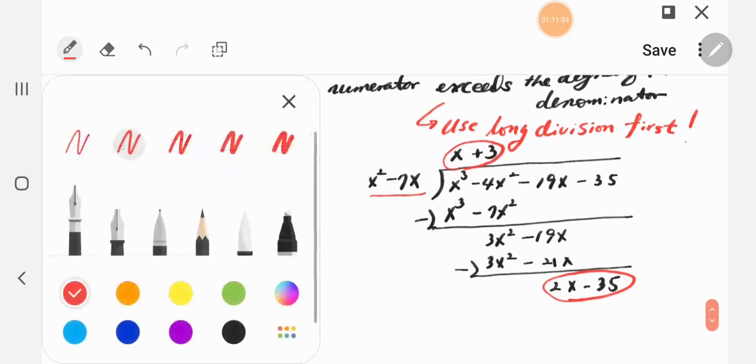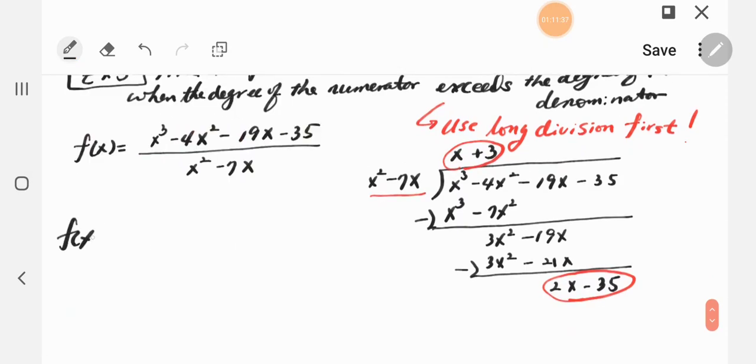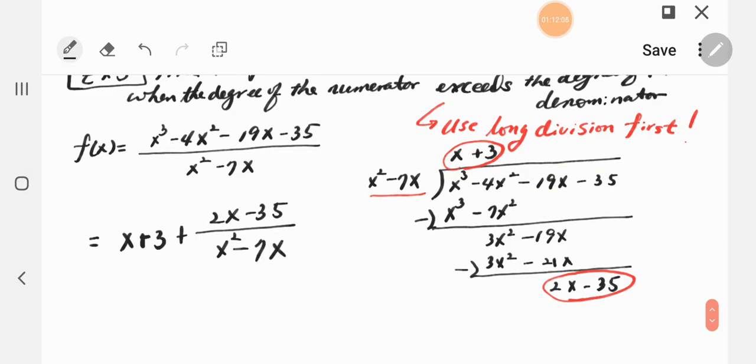So we can rewrite the function. So f of x can be rewritten like this. The quotient is x plus 3, so write down x plus 3, and we have a fraction. The remainder is 2x minus 35, and the denominator is x squared minus 7x. So this is the new f of x. So by using the long division method, we obtained this expression.